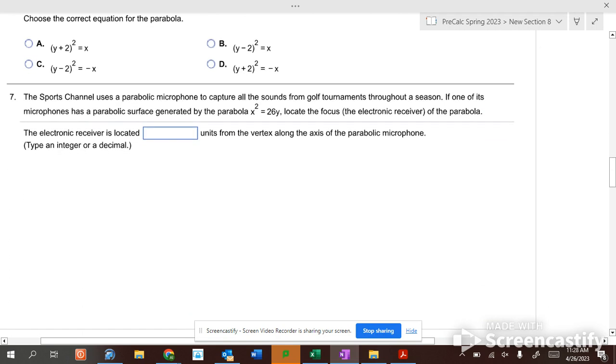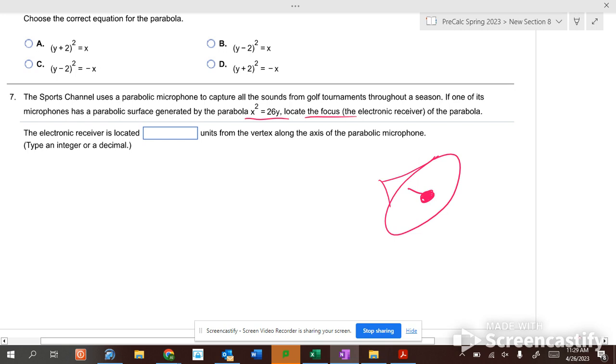Number 7, a sports channel uses a parabolic microphone to capture all the sounds of golf tournaments. You know, it's one of these things that some dude gets to hold up that has a microphone right out here, okay? And they're holding it up to catch all the sound. All right. If the microphone service has a parabola of this, where's the focus at? Where do they put the receiver? Okay? Where do they put the receiver?